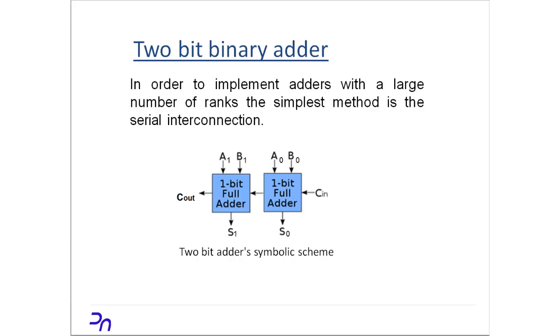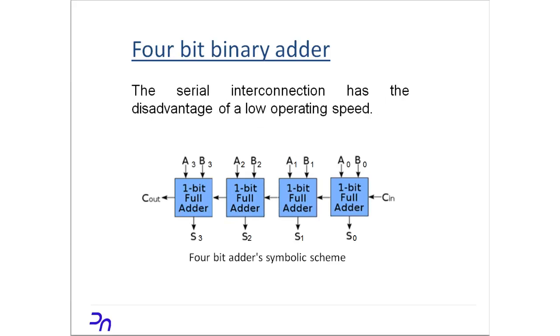In order to implement adders with a large number of bits, it's usual to implement them by interconnecting adders. We have to connect the carry out of each stage to the carry in of the next stage. The problem is that unfortunately the serial interconnection has the disadvantage of a low operation speed because it's necessary to wait for the carry out in every stage. An example.